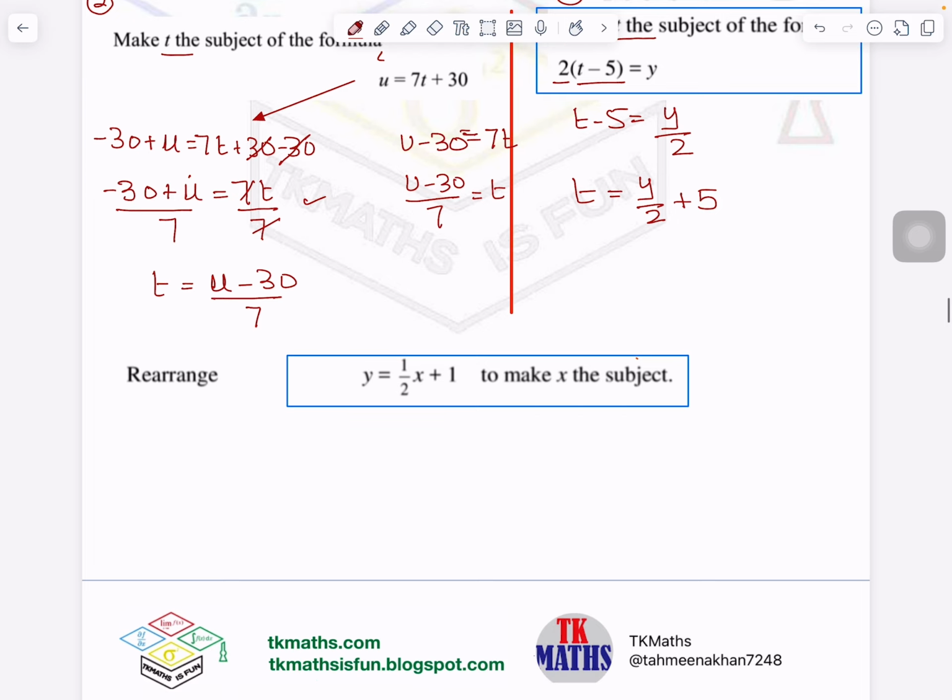In this case, I have to make X the subject. So always check X is present in how many terms. In this case, it is present only in one term.